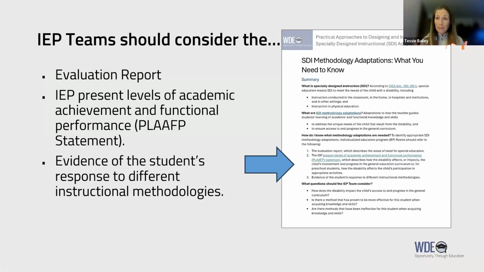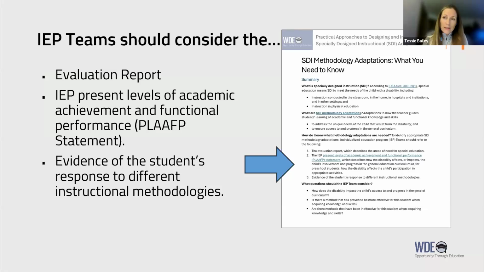If there is a specific methodology, a common one that we see sometimes in evaluation reports might be applied behavior analysis, and the evaluation report indicates that this student needs that, then you already have that information outlined for your IEP. The present levels, we'll talk a little bit about that, but it really helps outline more of what we've seen previously in terms of methodology implementation, or maybe some of the unique characteristics of the student's need that we want to be able to address.